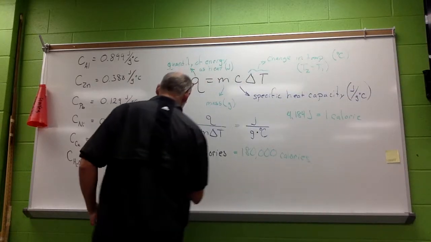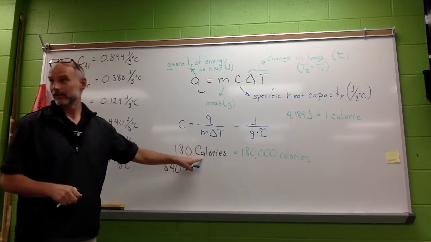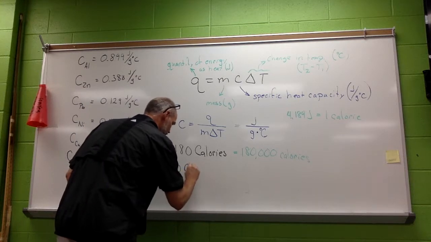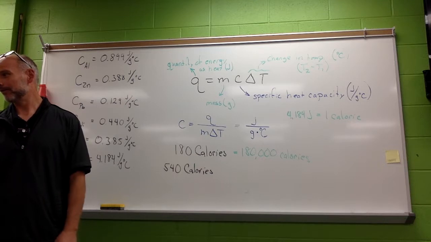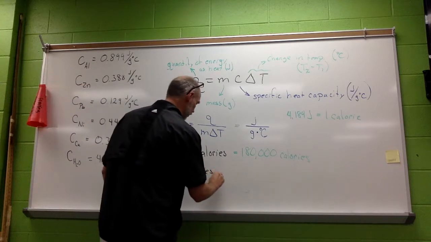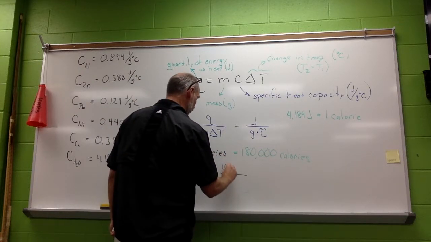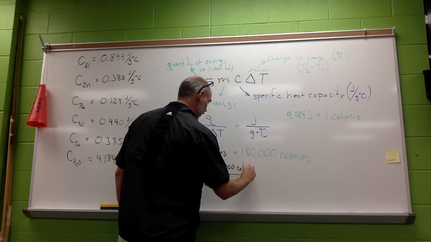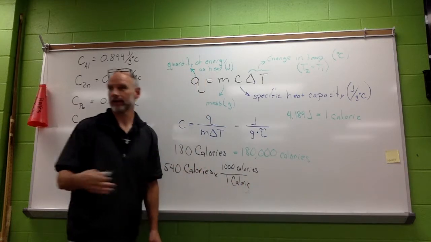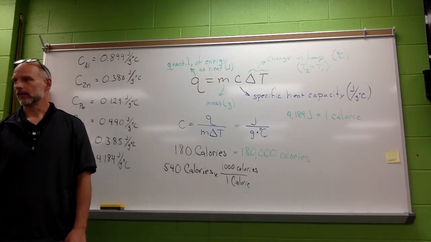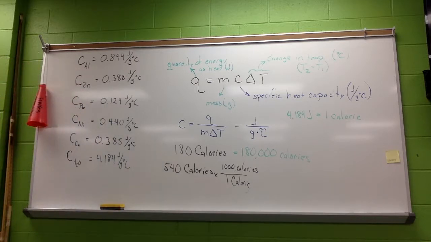Okay, so 540 calories, right? Let's find out how many joules that is. Now, watch this. We have to convert to calories first, and we know there's 1,000 calories in 1 Calorie, which is called a kilocalorie. Okay, so all the caloric values in the ingredients that you guys read are all in kilocalories.